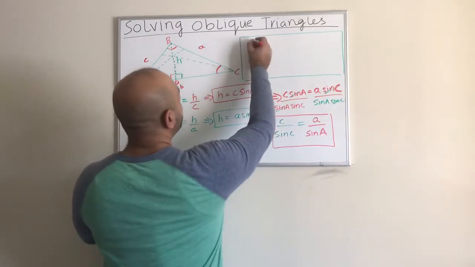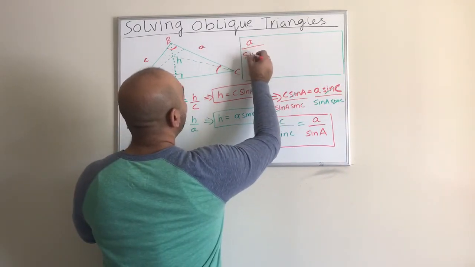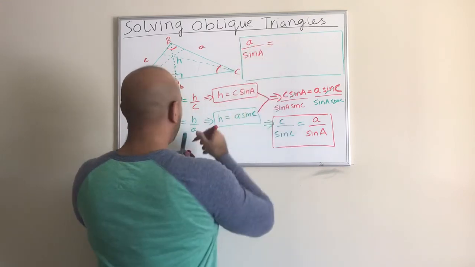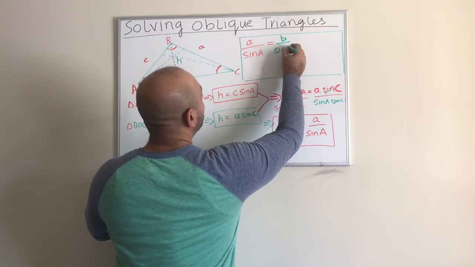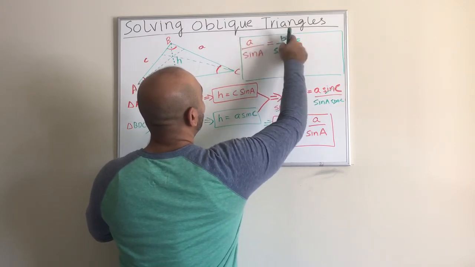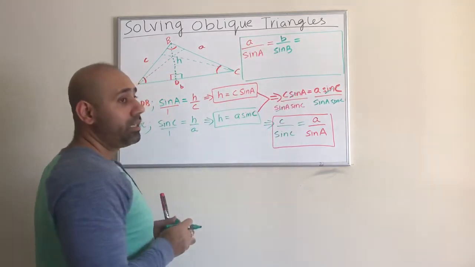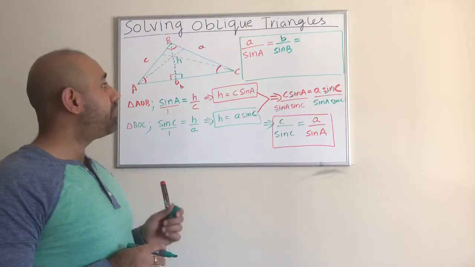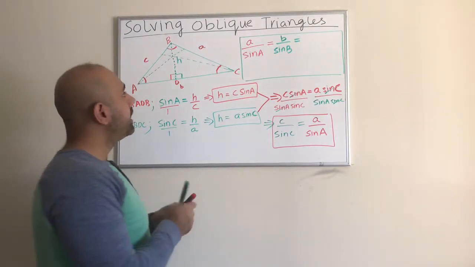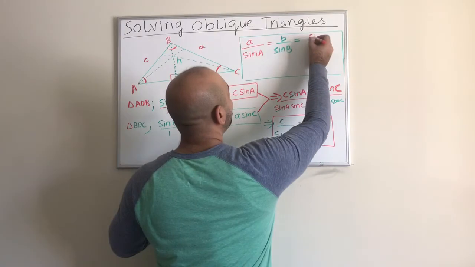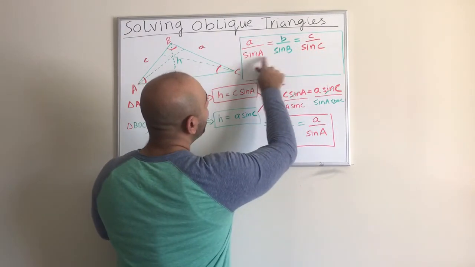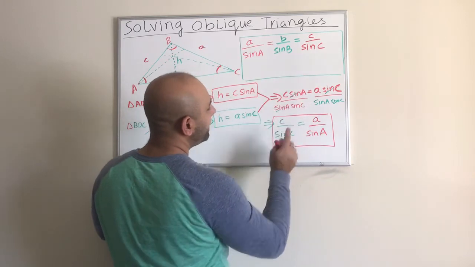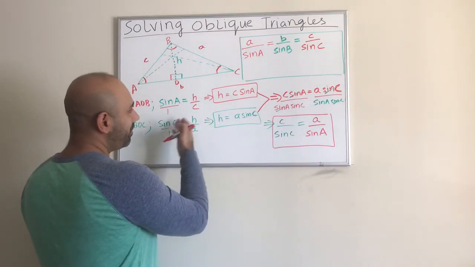We're going to get an equation: a over sine A is equal to b over sine B. Keep in mind, the lower cases are the lengths of the sides, and the upper cases are the angles, right? And this is equal to c over sine C. Well, a over sine A was equal to c over sine C. We were able to justify that from this work.